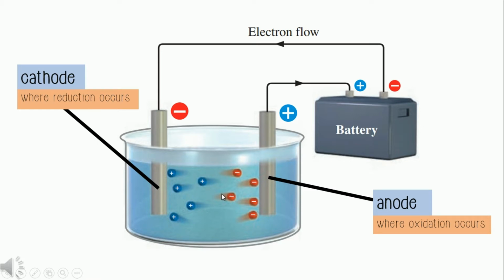The electrons flow from the anode to the cathode. The potential difference between the electrodes causes electrons to flow from the reductant to the oxidant, thus generating electric current.